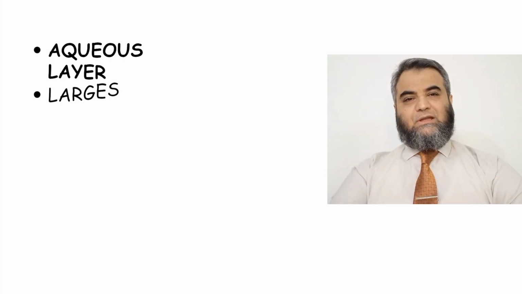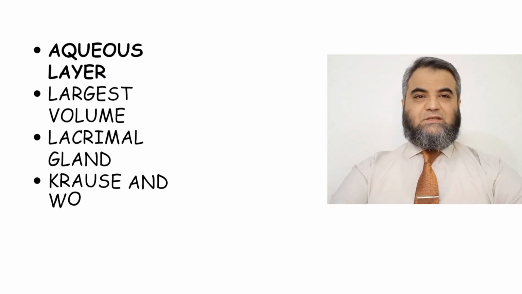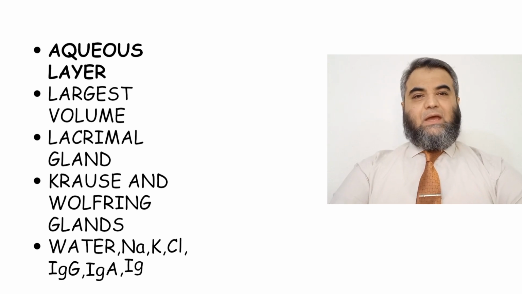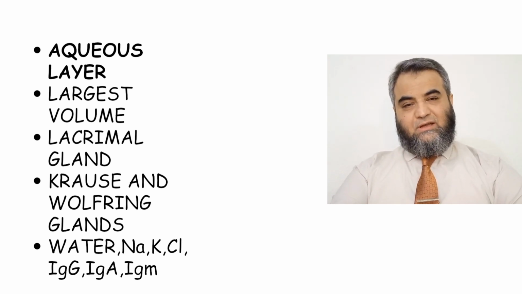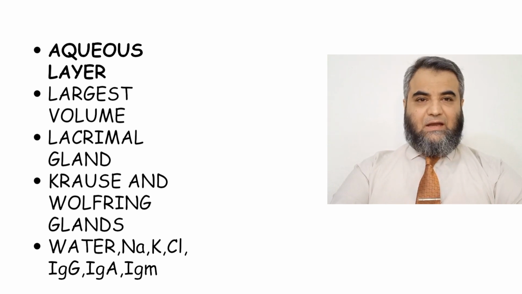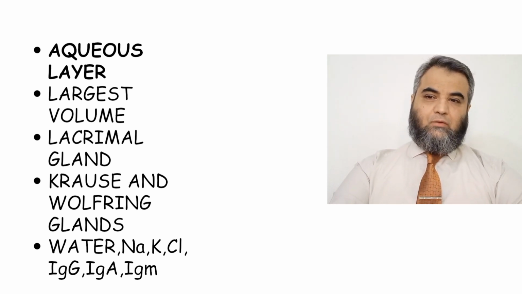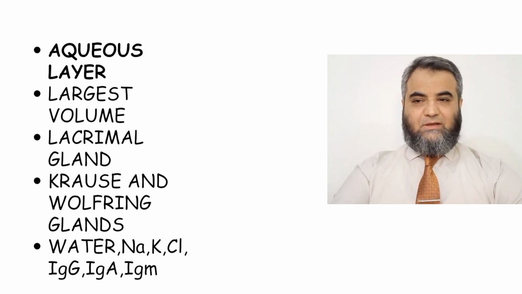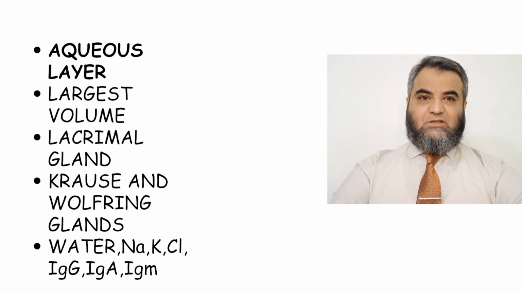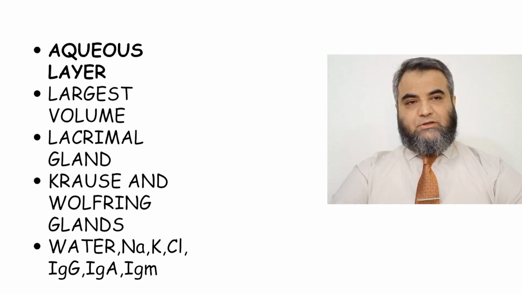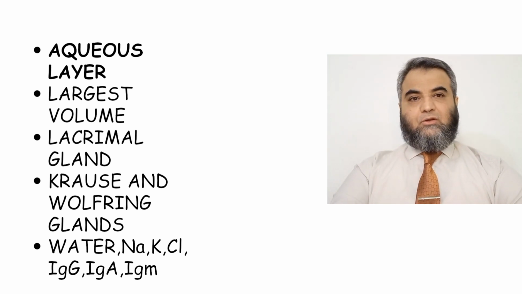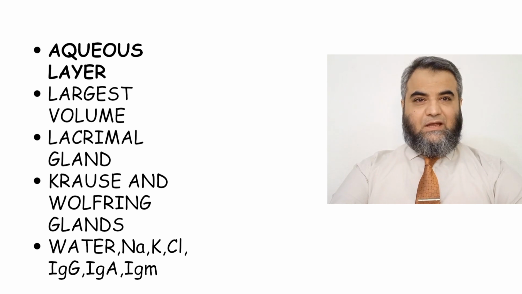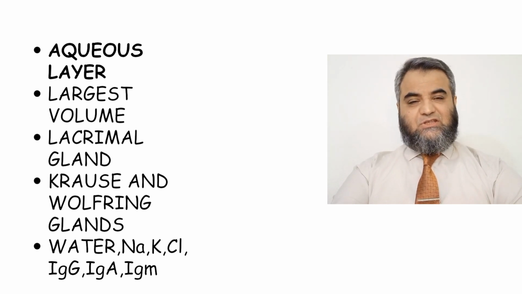To the mucin layer there comes the aqueous layer. This is the largest part of the tear film as far as the volume is concerned. It is produced by the lacrimal gland, which is responsible for production, along with the glands of Krause and Wolfring. Its composition contains water, sodium, potassium, chloride, and different antibodies like IgG, IgA, IgM. All these antibodies are out there. This makes the bulk of our tear film. This is the second layer from the inner side.